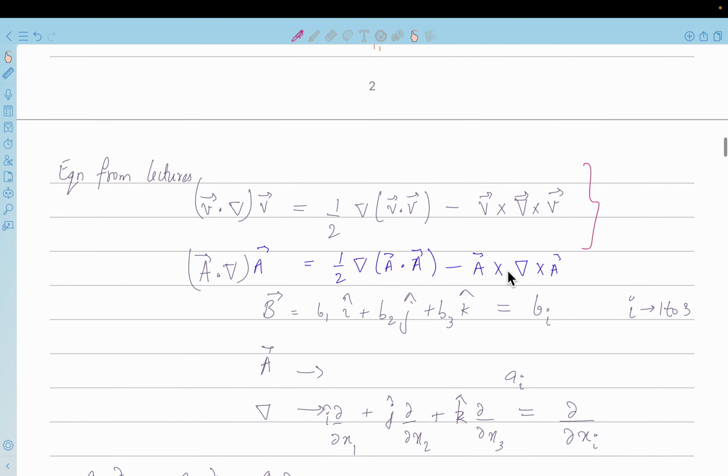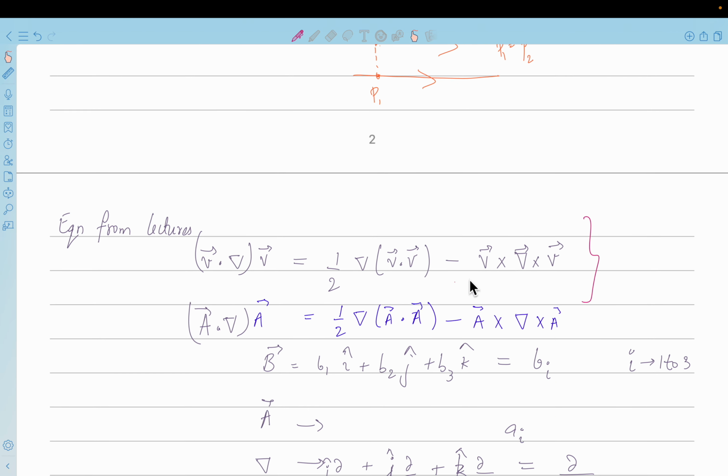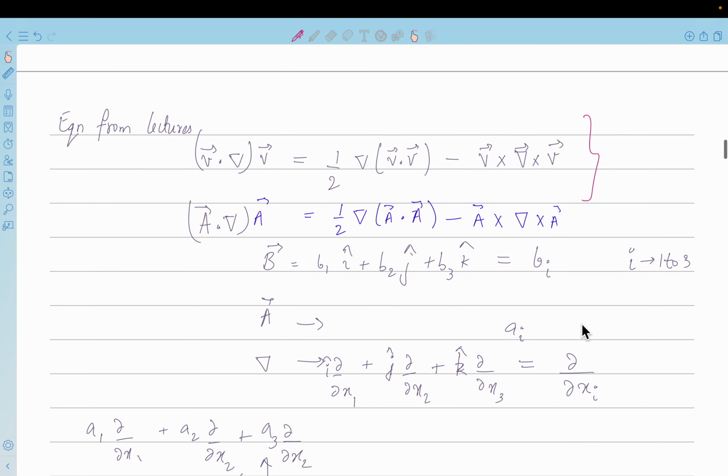Any other questions? By the way, I quickly checked. This identity is correct. I will see how it's derived and get back to you next time. I think we can refer to Kreyszig. It's a nice book. It's mostly maths.